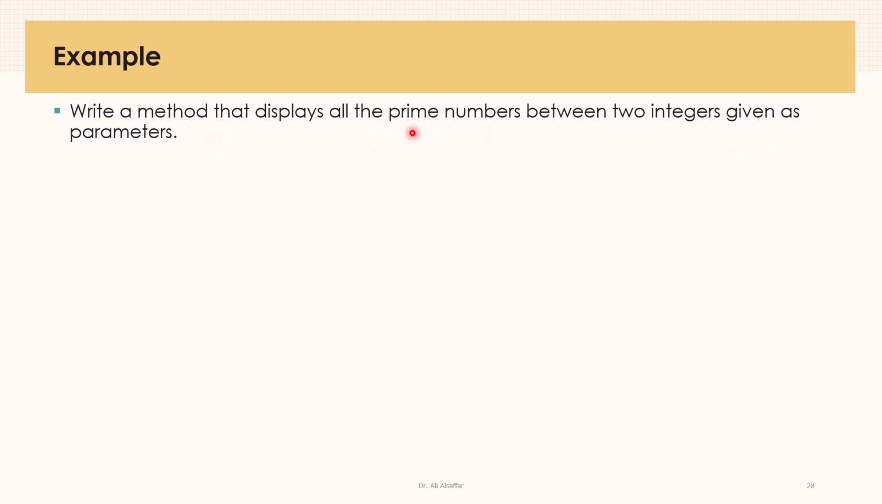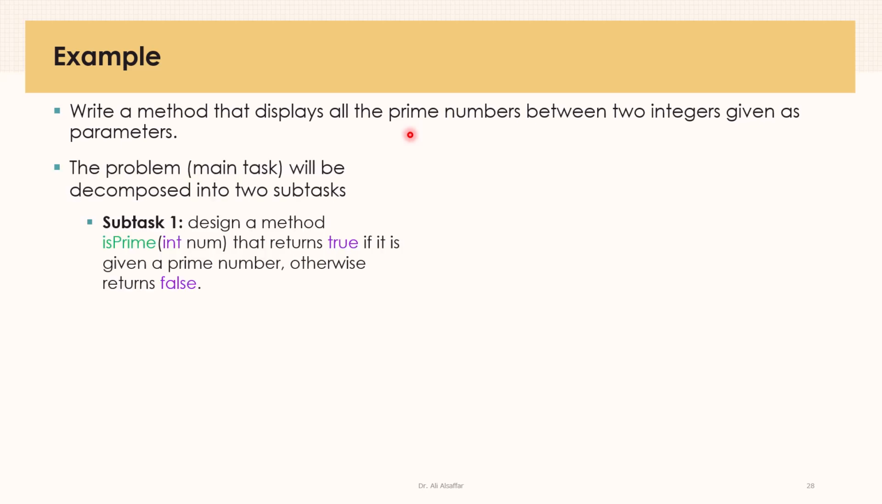A number is a prime if it is an integer greater than 1 and divisible by 1 and itself only. The smallest prime number is 2, next is 3, next is 5, 7, 11, 13, and so on. All prime numbers are odd, except 2, which is even. Now to write this method as the main task, we will break the problem, or decompose it, into two subtasks.